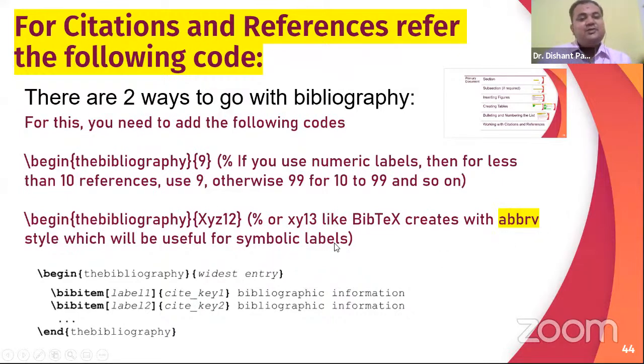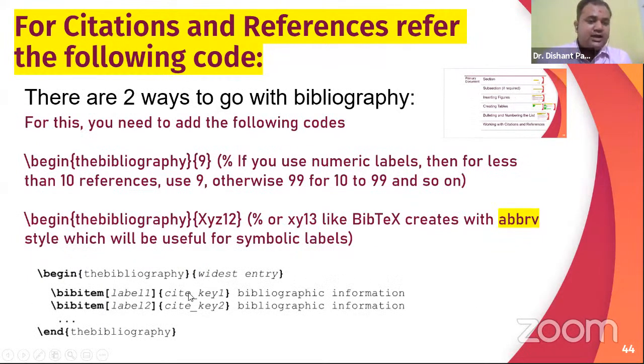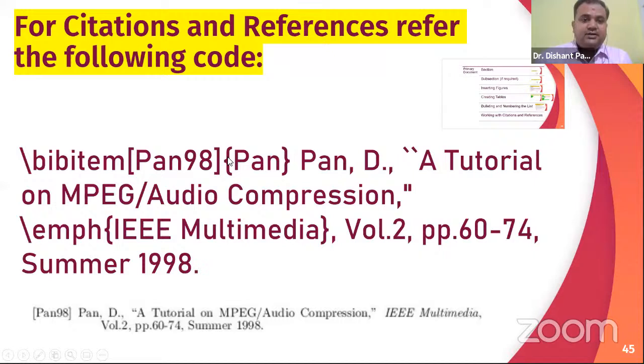Now instead of this, if I'm writing like XYZ 12 or XYZ 13, then with the abbrv style, it will give me the output. The output is like this. I will be writing in this manner. See, bibitem. So instead of a normal item, now bibitem, bibliographic item. This is called the label, and this is called the citation key. So the label is PEN 98, and PEN is the citation key. So whenever I want to use this reference in my document, I'll be writing cite in curly brackets PAN.